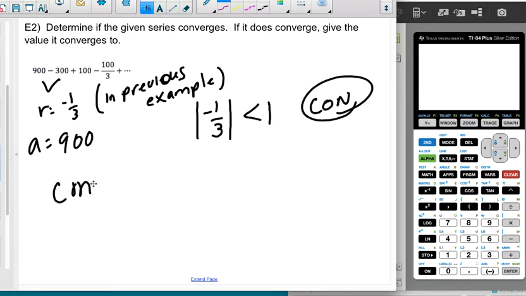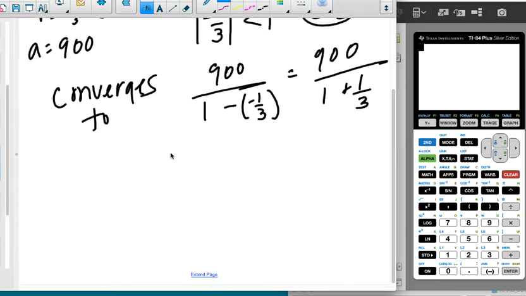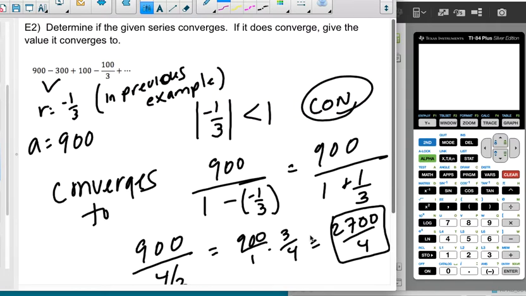And more specifically, it's going to converge to a over 1 minus r. So that's going to be 900 over 1 plus 1/3. That's 900 over 4/3, because it's 3/3 plus 1/3. So 900 over 1 times 3 over 4 should give me 2700 over 4. Which is not a super small number, but it doesn't have to be a super small number. It's a finite number, right?